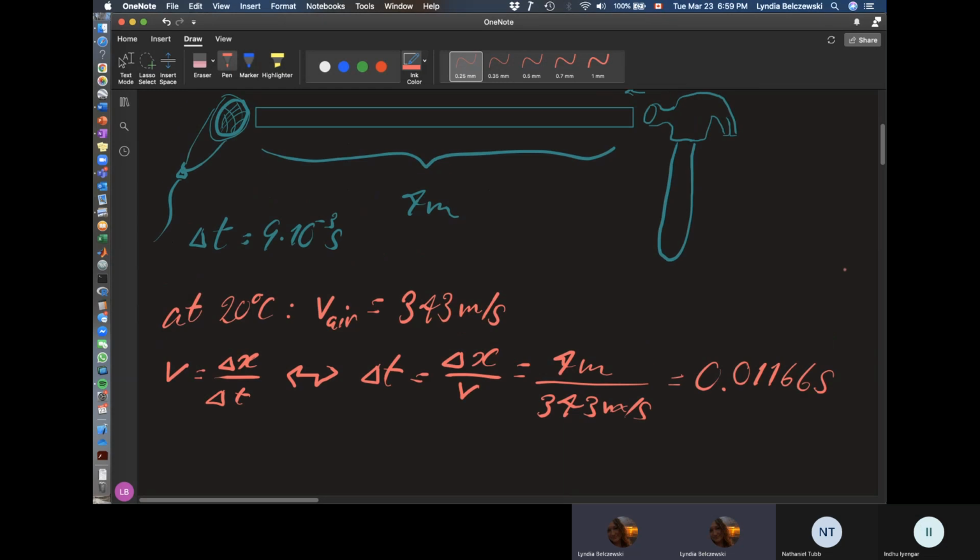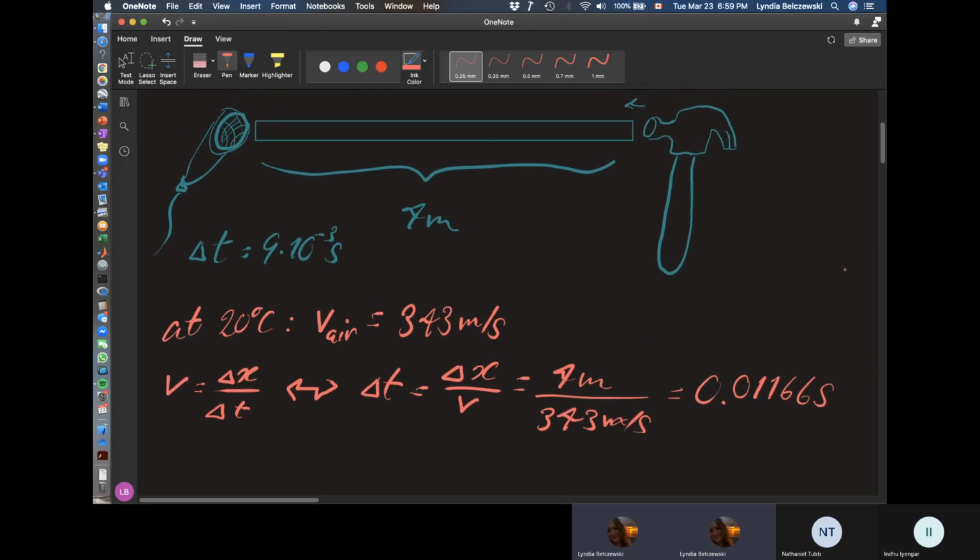Now, question for you, and put the answer in the chat. Which sound wave, which sound pulse, I guess they call it in the question, would the mic hear first? Would the microphone hear the sound traveling in the metal or in the air first? What do you think? Let me know in the chat.